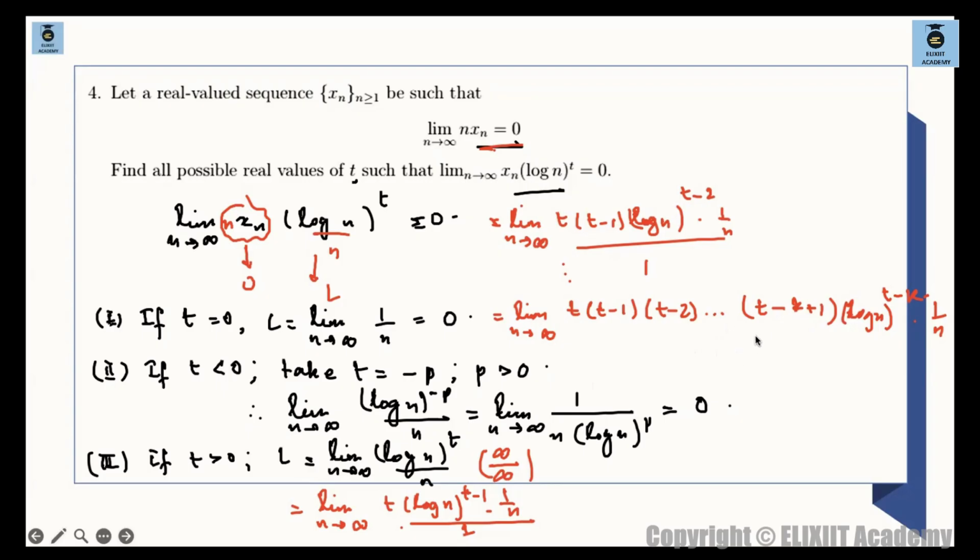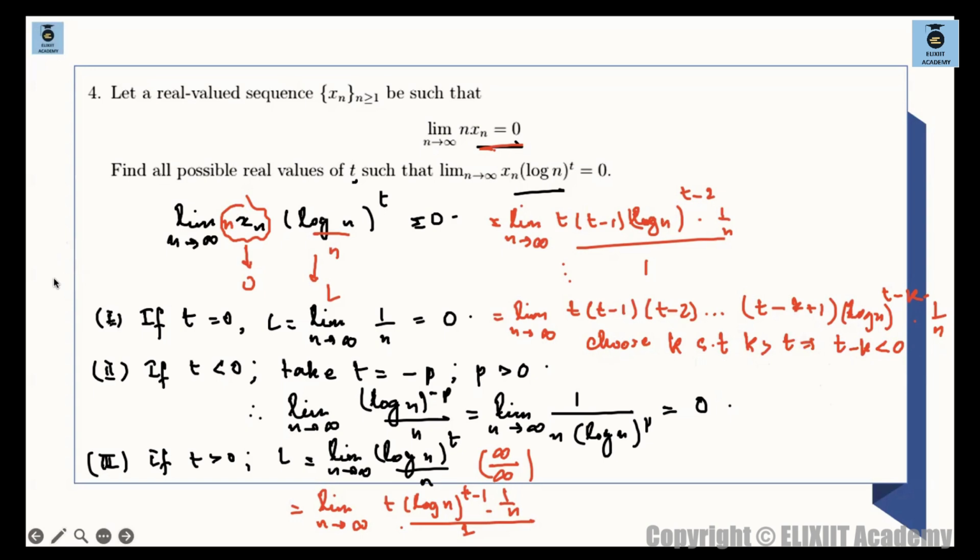Okay. Now you choose one value of k. Let's say you choose k such that k is greater than t. What is the meaning of this thing? K is greater than t, which means t minus k is less than 0. Why we are doing this thing? You will get to know right now itself. Look, k is more than t. I'm choosing k in such a way that k is more than t.